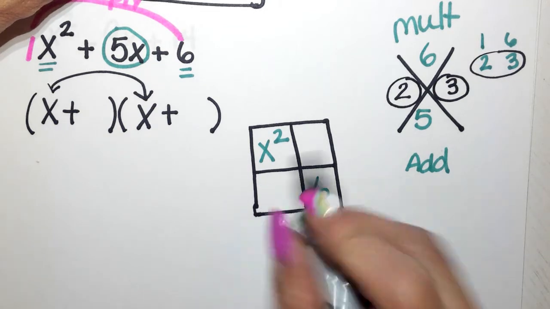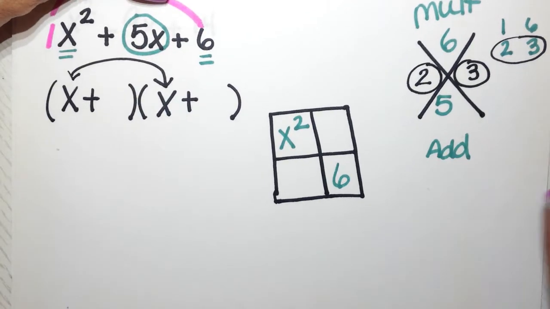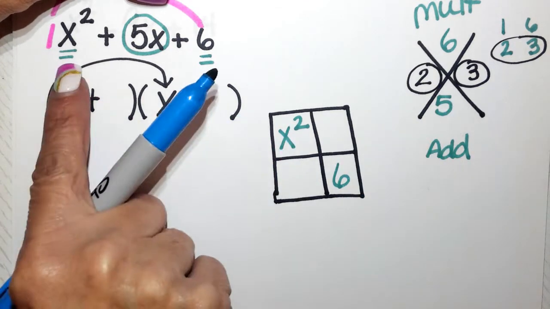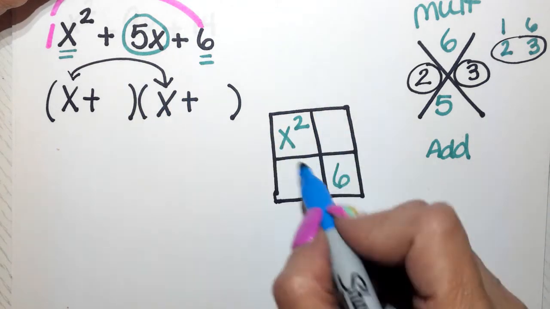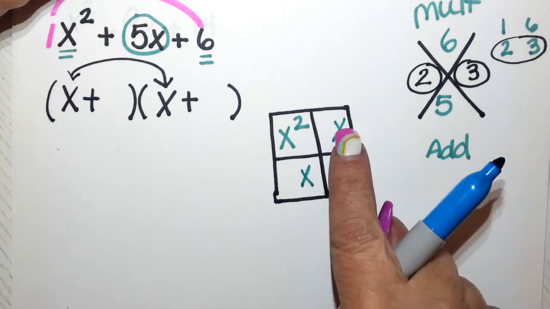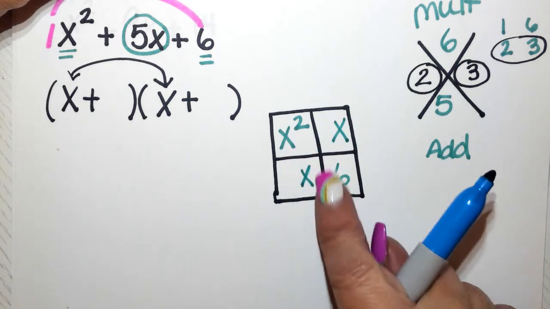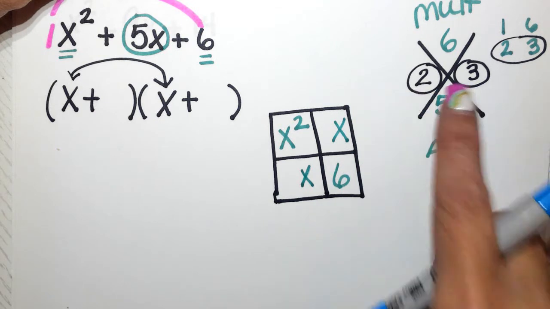Now, before I forget, my box is not complete. My box has to have variables in it. So when you fill it out, you put x squared and you put 6. But in these two sides, whatever the variable is right here, you have to put it right there as well. So you have to have x, x, and x. And then this is the only one without a variable. Okay, so we're putting a 2 and a 3.